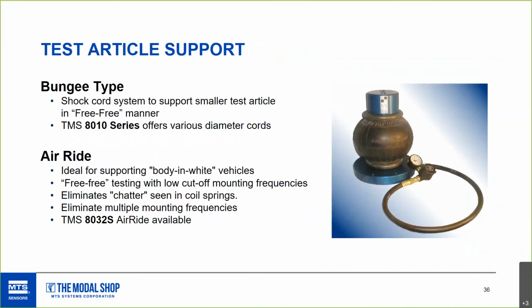Test article support, there's a lot of methods. You can use foam. Oh, you want to talk about this foam? Sure. It does depend on exactly how you are aiming to test. Most often we're trying to mimic a free boundary condition. That's where things like bungee cord, shock cords, or the air ride that we have here, the 8032S, come in. That is great for larger items like body in white testing, or other hefty items that you really can't realistically put on a piece of foam or with some bungee cords. So they're great ways to quickly approximate that free boundary condition.